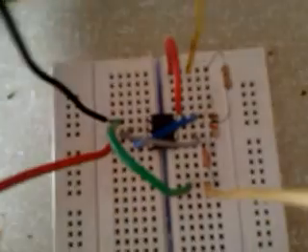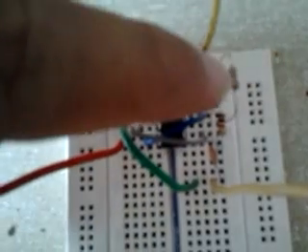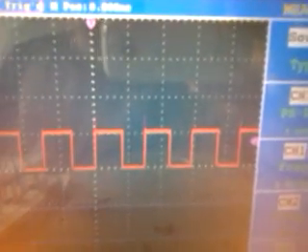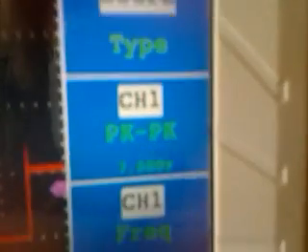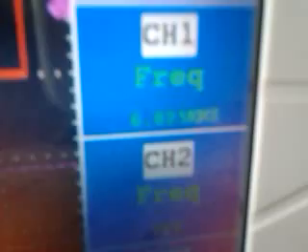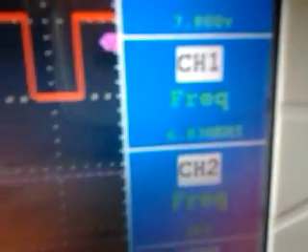So I have wired up this circuit on a breadboard. The first resistance, this one, is 330 ohm, this one is 1K, and the capacitor is of 0.1 microfarad, and we are using a 5 volt supply. We are getting this kind of square wave type output, which has a frequency of around 6 kilohertz.